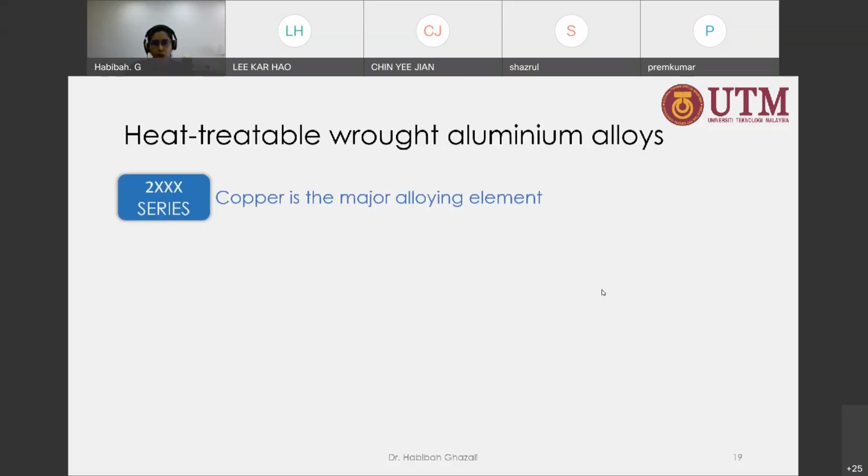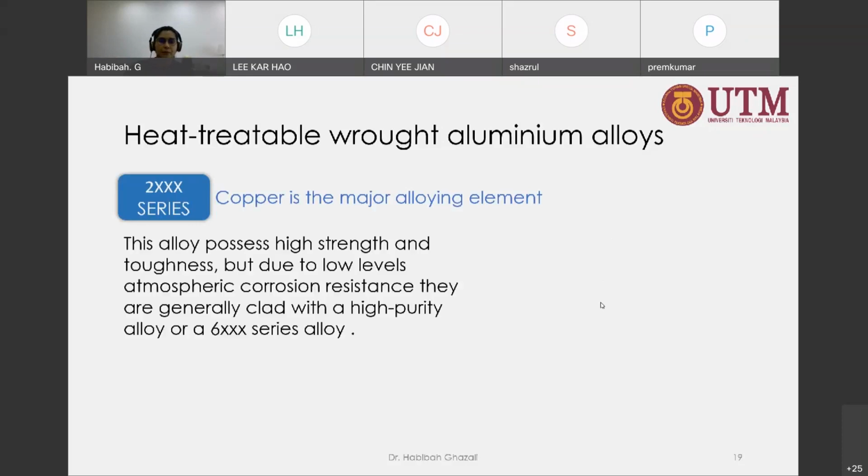For the 2000 series, in which the major alloying element is copper, this alloy can be heat treated as I have shown you in the previous slides. We can do precipitation hardening if we have the amount of copper up to a certain percentage. So this alloy possesses high strength and toughness, but due to low level of atmospheric corrosion resistance, they are generally clad with the other series, which is the 6000 series.